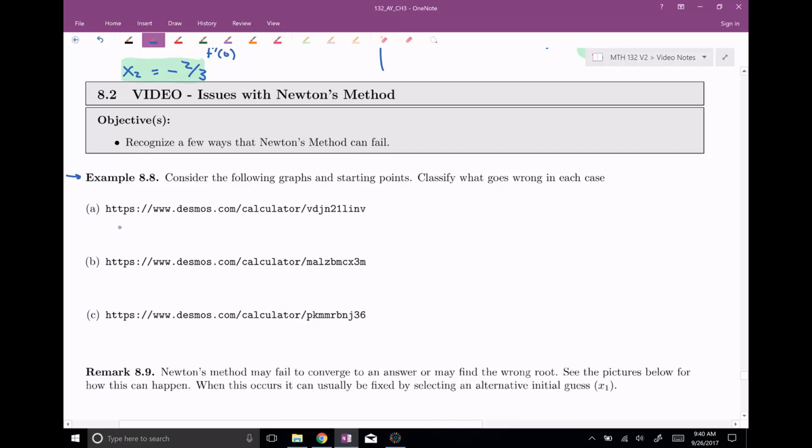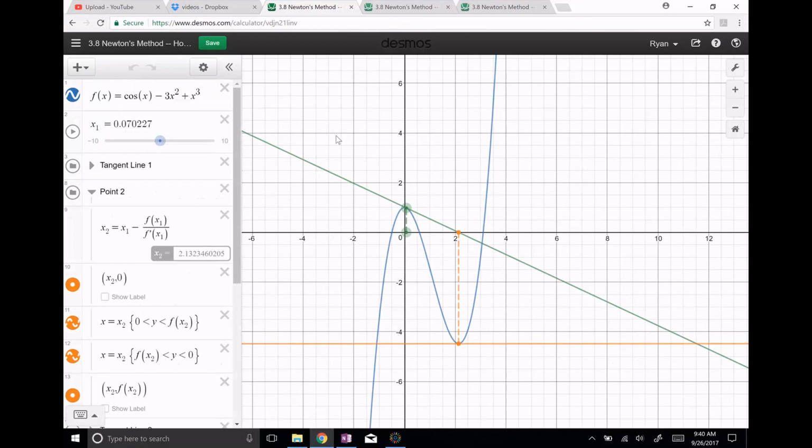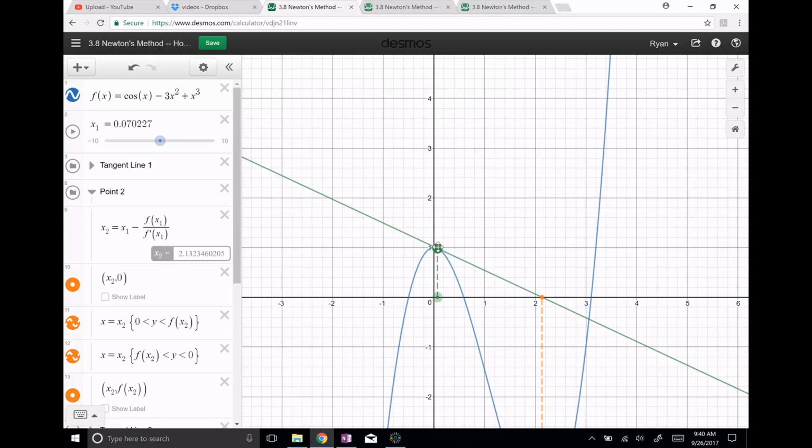I have 3 Desmos apps that we're going to bring up and talk about. So let's go ahead and bring up the first one here. In this case, notice what happens. We start off right here. This is maybe my initial guess. And then when you travel along, we're trying to find the zeros of this function. That's what Newton's method is supposed to do. So maybe we're trying to find this 0 right here.